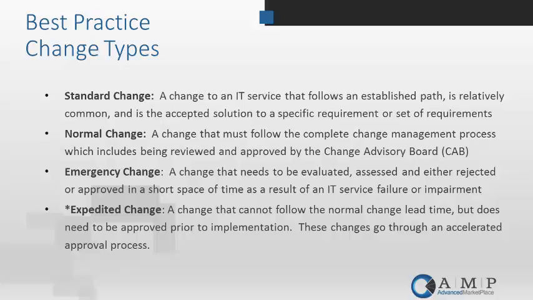Your normal changes will be, typically speaking, your 75% or more. Those are the ones that will go through the formal process. That process typically being you're going to initiate that request, you're going to assess and review it, you're going to approve it, you're going to implement it, and then potentially have a post-implementation review whenever there are failures that occur. Does anybody have any questions in regards to the change types?